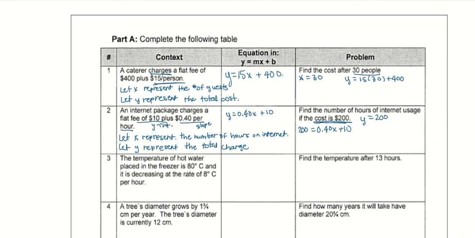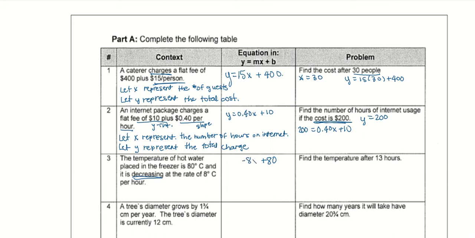For number 3, the temperature of hot water placed in the freezer is 80 degrees Celsius, and it is decreasing at a rate of 8 degrees Celsius per hour. So we know that we start off at 80, and the rate is decreasing, so be careful here. That means it's negative.